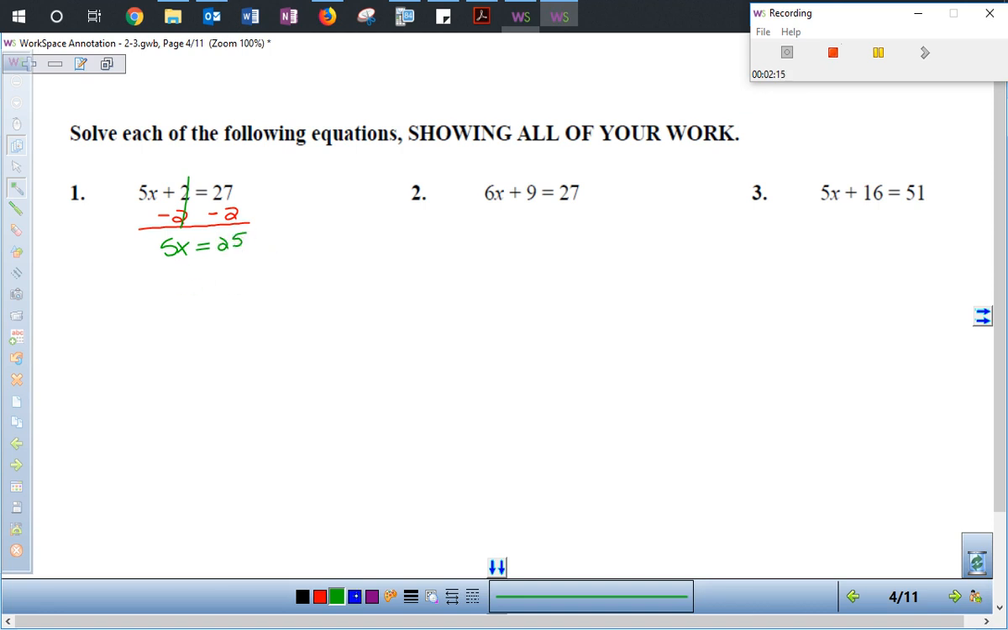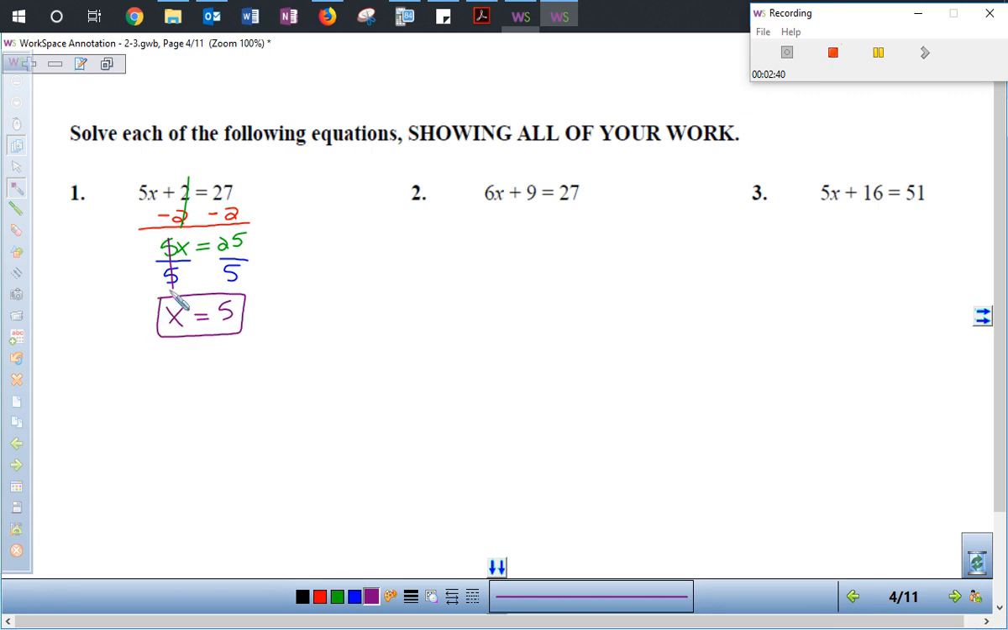Now what we're left with looks like one of those equations that we handled last class. Since we handled the addition and subtraction, we can move on to the multiplication or division. Here I'm multiplying 5 times x. To get rid of that, I want to divide each side by 5. On the left side, the 5s cancel out and leave me with x, and on the right side, 25 divided by 5 is 5.